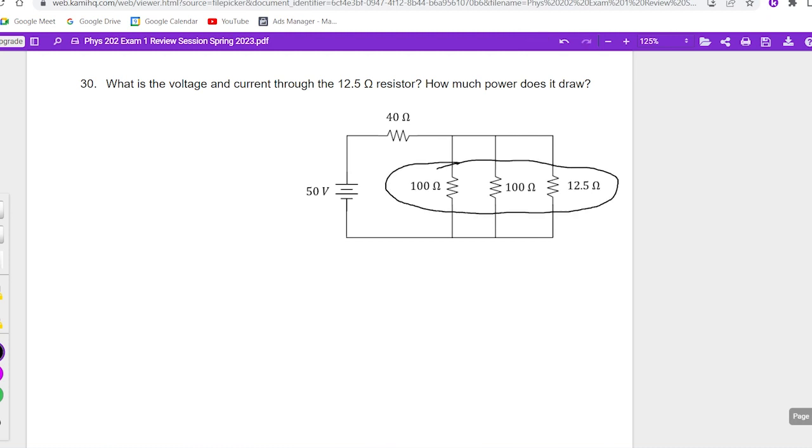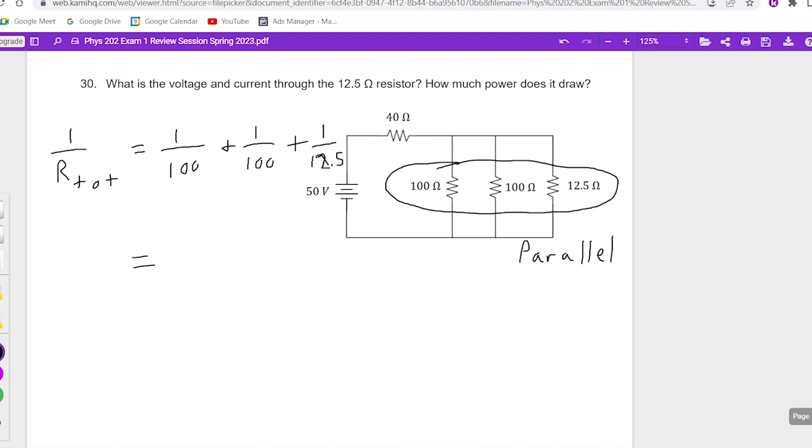So I see these 3 resistors, they're in parallel. I'm going to add them in parallel first. Of course, I don't like adding them in parallel, but what are you going to do? So 1/R total is equal to 1/100 plus 1 over 100 plus 1 over 12.5. And as soon as I see that decimal there, I know I'm going to plug this in my calculator. I'm not getting a common denominator this time. So when I add these up all together, I get 0.1, okay?